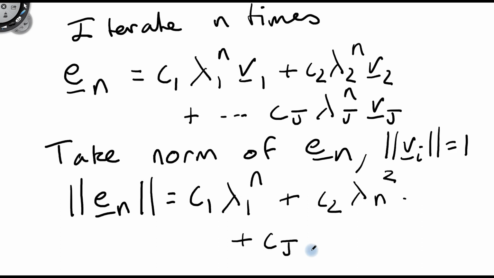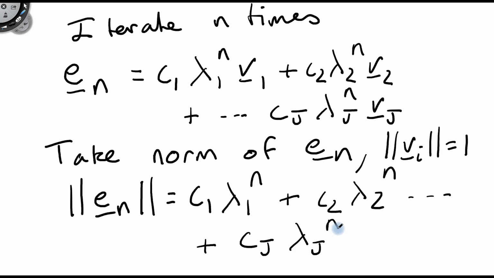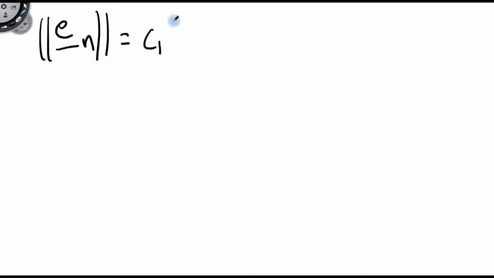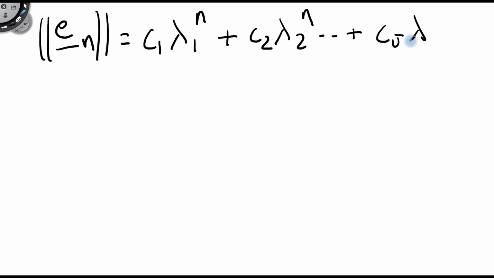Sorry, that was a power. Let me reverse that. I had the 2 and the n the wrong way round. Plus Cj lambda j to the n. Let me write this at the top of the line again. Just copy it, and we can comment on it. The norm of En equals C1 lambda 1 to the n plus C2 lambda 2 to the n plus Cj lambda j to the n.